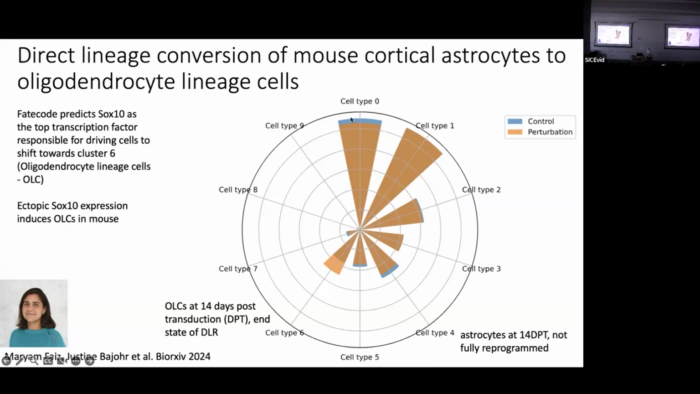So the blue region measures the amount of cells that are being removed from this cell type and this cell type and this cell type. And this orange part here shows that there are more of these cells being produced given a perturbation. So FateCode predicts that SOX10 is important at creating more of these oligodendrocyte lineage cells, and they tested that by expressing SOX10, and it does induce increased growth of oligodendrocytes in the mouse. So we hope that FateCode can be useful for experimentalists to identify candidates to test in these types of experiments.